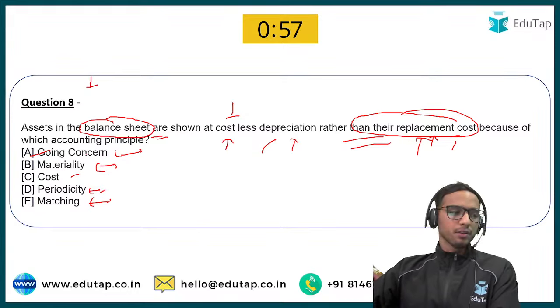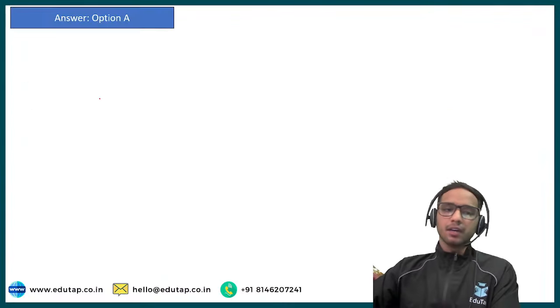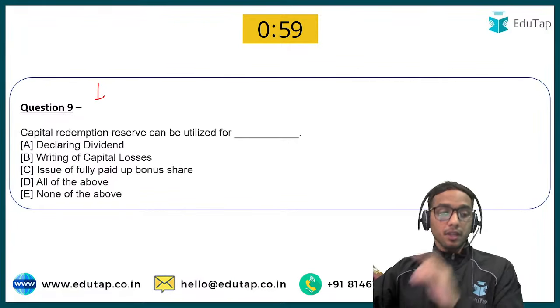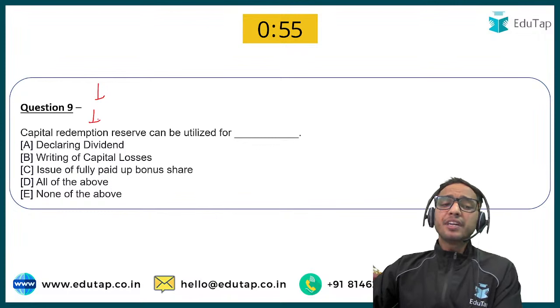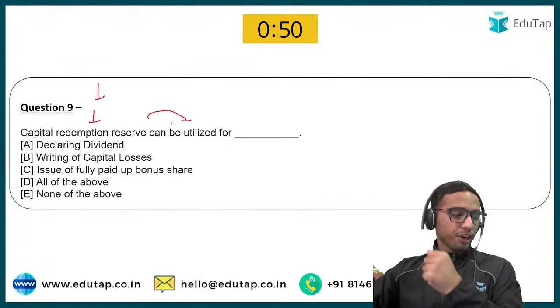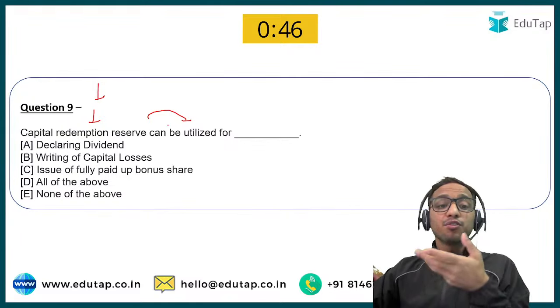Okay, everyone is clear? Now let's move to the 9th question. So we have done the 8th. Let's move to the 9th question. Now I will wait for your answers here. The question says: capital redemption reserve can be utilized for what?